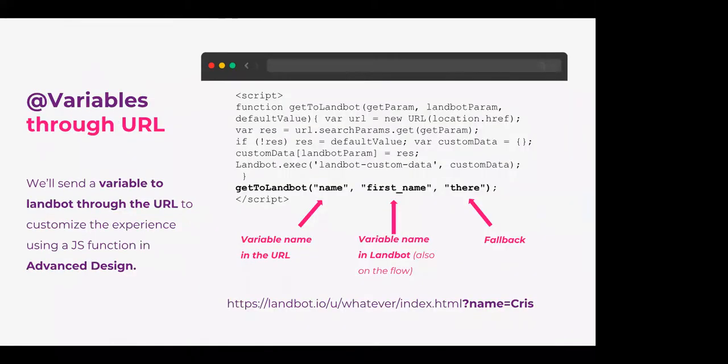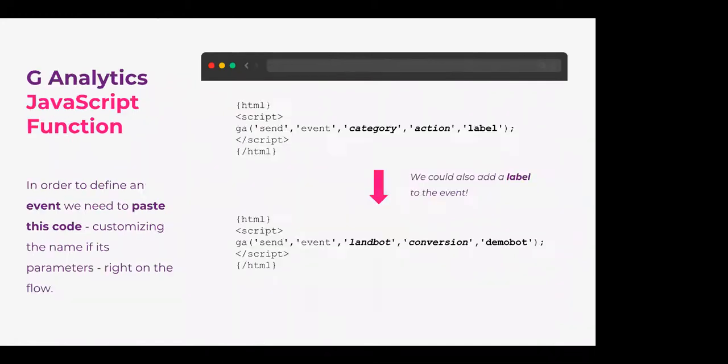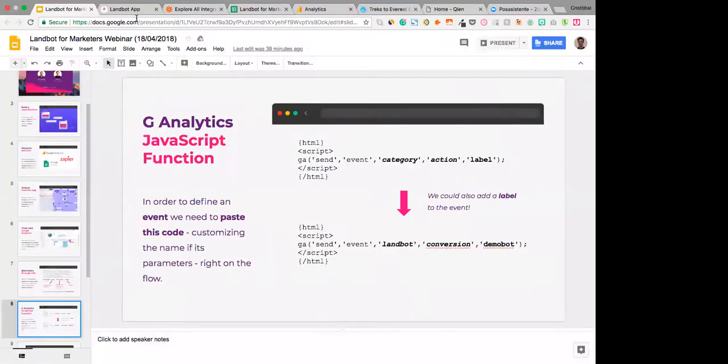This is some of the things we'll be using. We're going to send some variables through the URL. This is something we get asked a lot, and it's great if you want to customize that experience. So you don't need to start from scratch talking to a Landbot, but it can bring some variables to the conversation and customize the experience. And also, this is the JavaScript function we'll be using to integrate Google Analytics. But first, let me close this and go to our Landbot app.